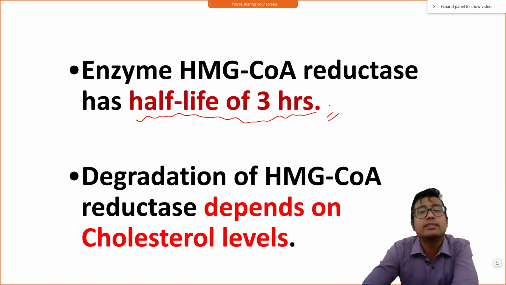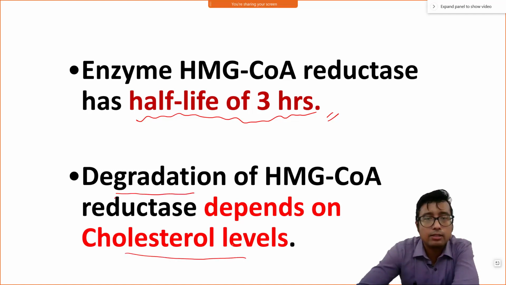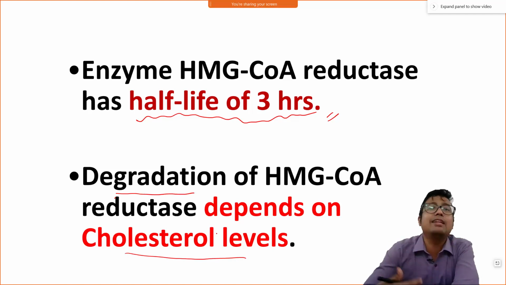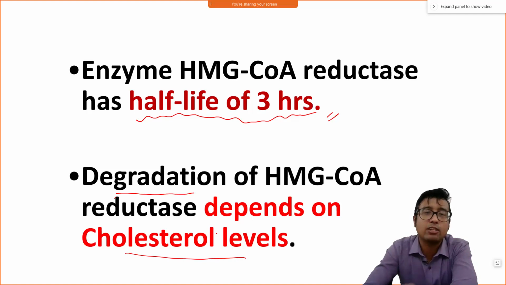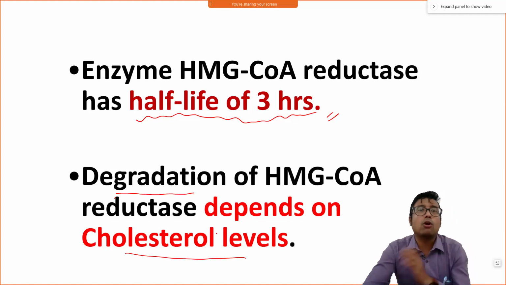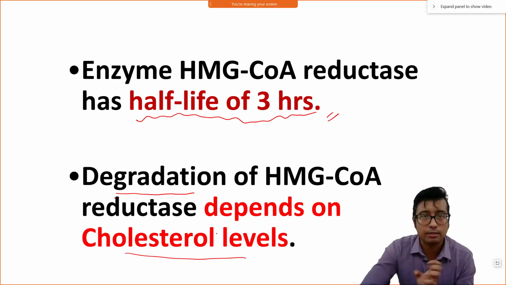However, what is important is the degradation. It depends on the cholesterol levels. So if the cholesterol is very high, this enzyme degrades very fast. Why? Simply because high body cholesterol does not need production of any more cholesterol. You get my point? So this is kind of a feedback inhibition. If the blood cholesterol or the body cholesterol levels are low, then we need more and more cholesterol, so we need more and more HMG CoA reductase, so this will not be degraded that fast, and the enzyme will remain in the system.